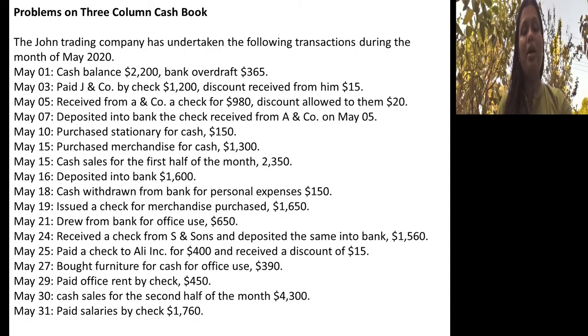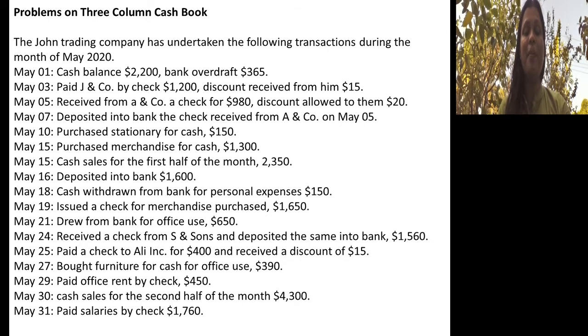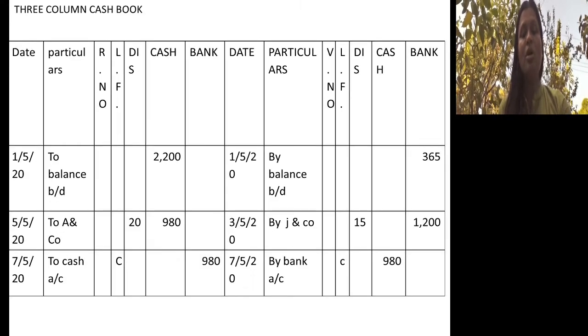Next one, paid JN Company by check 1200, discount received from him is 15. Whenever payment is by check, the journal entry is JN Company account debit to bank account. And we receive discount, so the journal entry is JN Company account debit to discount received. Instead of passing two journal entries, we can pass one: JN Company account debit to bank 1200 and to discount received 15. Let us look at how I recorded this in the cash book.